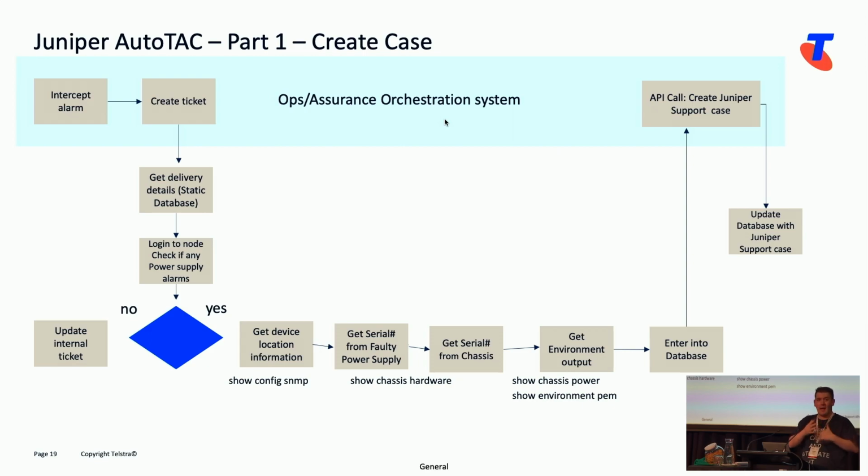And our aim is when we raise these cases, Juniper just give us the RMA. I don't want to have a big discussion about troubleshooting or trying that power supply in a different node or anything like that. The aim for us is just to get that RMA sent as quickly as possible.